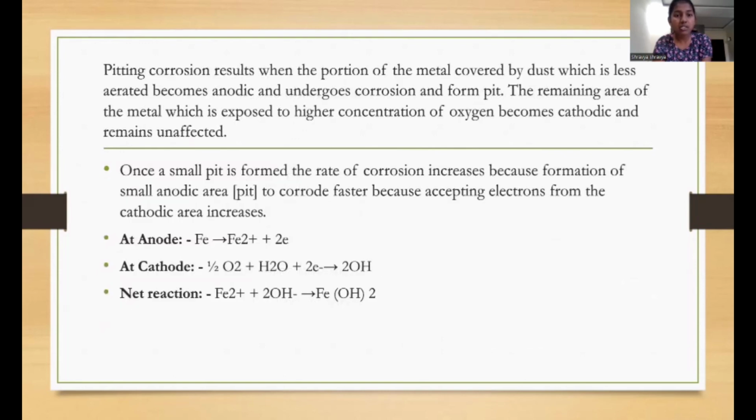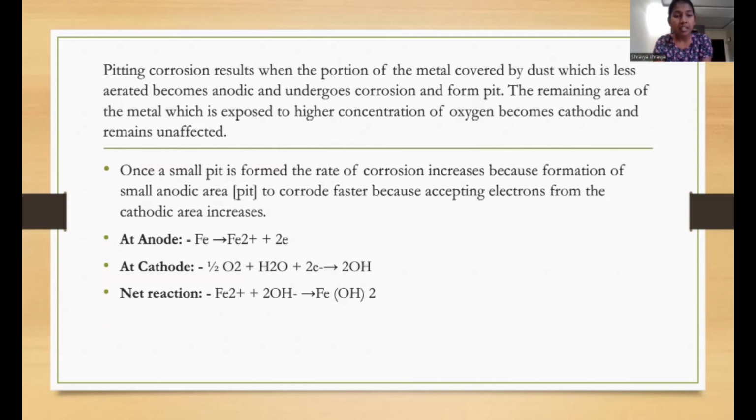Pitting corrosion results when the portion of the metal covered by dust, which is less aerated, becomes anodic and undergoes corrosion and forms a pit. The remaining area of the metal, which is exposed to a higher concentration of oxygen, becomes cathodic and remains unaffected. Once a small pit is formed, the rate of corrosion increases because the small anodic area, that is the pit, corrodes faster because it accepts electrons from the larger cathodic area.